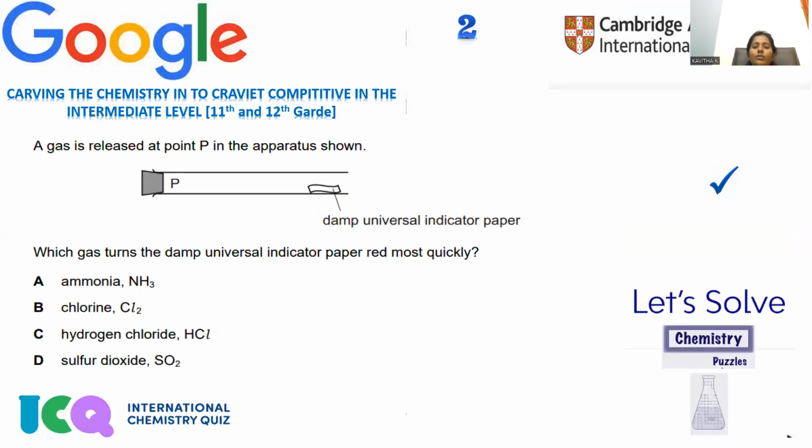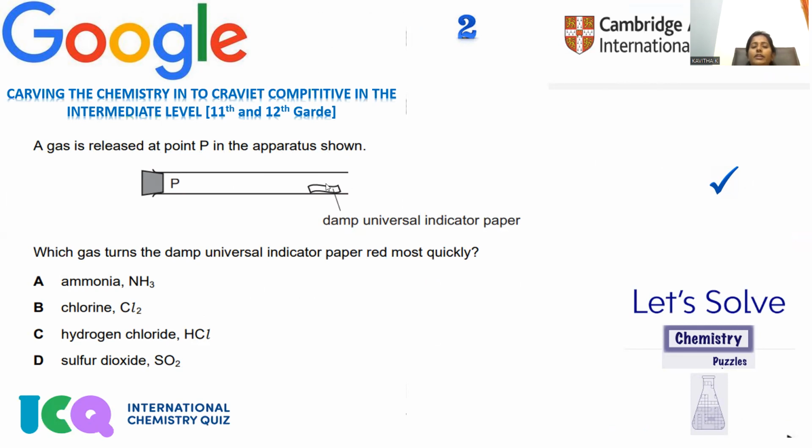So move on to question number 2. Question number 2 is collected from Cambridge Assessment International Education. A gas is released at point P in the apparatus shown. Here damp universal indicator paper is kept, where the vapors of this gas pass through this indicator paper. Which gas turns the damp universal indicator paper red most quickly?